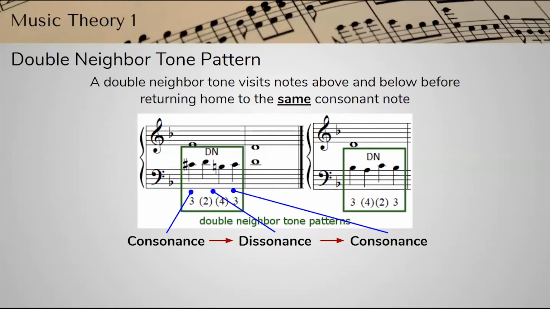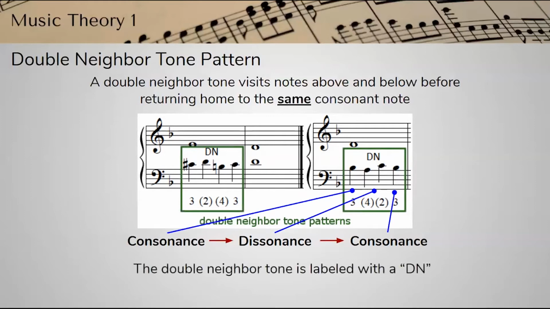And then over here, we have another double neighbor tone pattern. This time we step down and leap up. So we're stepping to the dissonant neighbor of that third, and then we leap up to the other dissonant neighbor of that third, which is the second. And then we step down to resolve it to that B flat again. So those are double neighbor tone patterns. And we just label the double neighbor tone as DN for double neighbor tone. And this one is 4 notes long instead of the normal 3 notes.